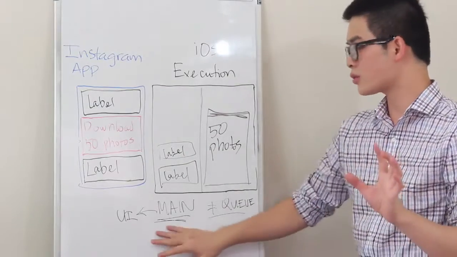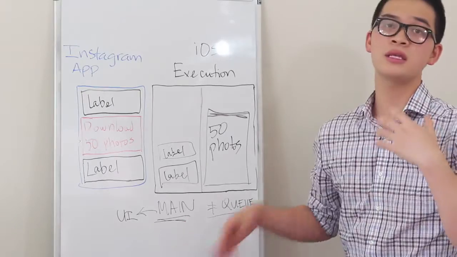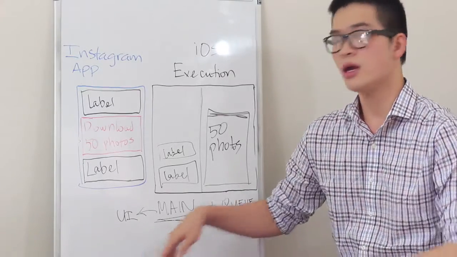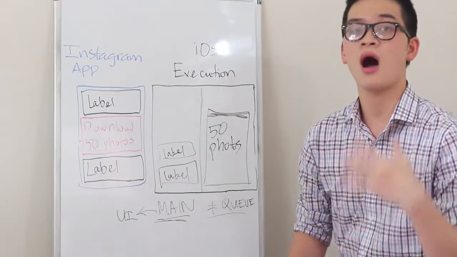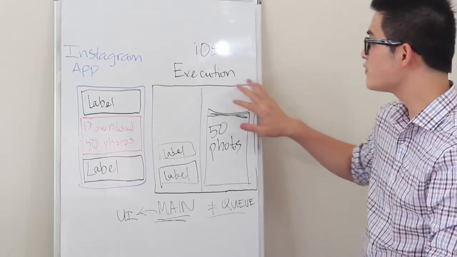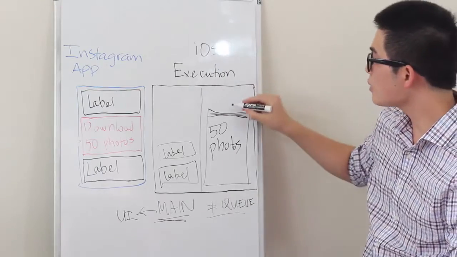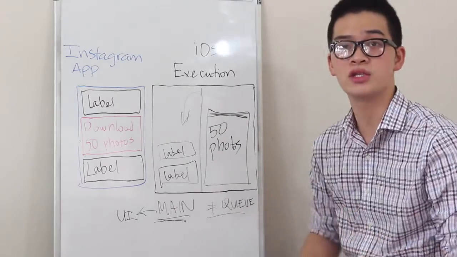But recalling the rule of the game: the main queue is the only thread that executes UI code. UI code can be processed on the main queue only. So that's why we have to, in some way, tell iOS that we want to execute this on the main queue. We want to jump back to the main queue.